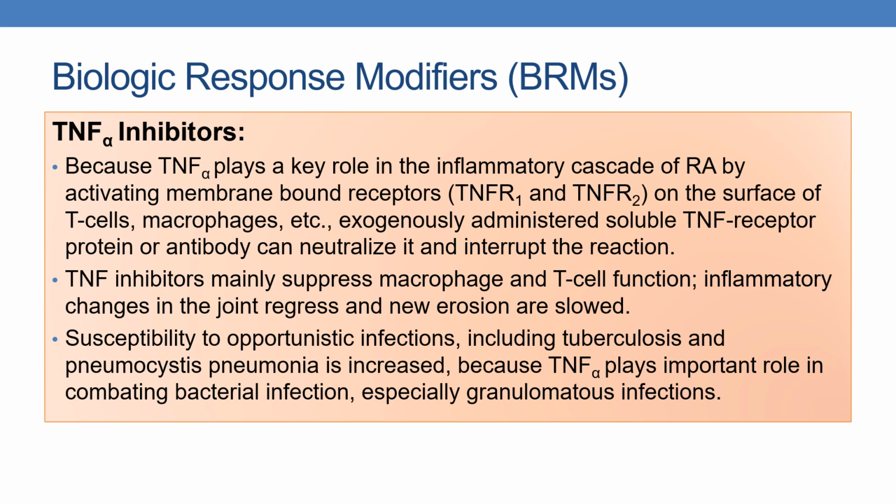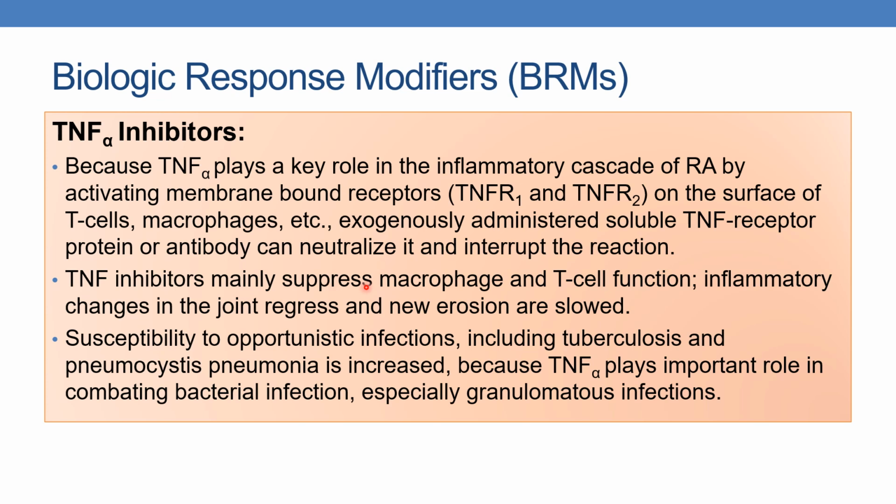Coming to the next class, biological response modifiers. In that, the first one is TNF alpha inhibitors. Because TNF alpha plays a key role in the inflammatory cascade of rheumatoid arthritis by activating membrane-bound receptors TNF-R1 and TNF-R2 on the surface of T cells, macrophages, etc. Exogenously administered soluble TNF alpha receptor protein or antibody can neutralize it and interrupt the reaction.